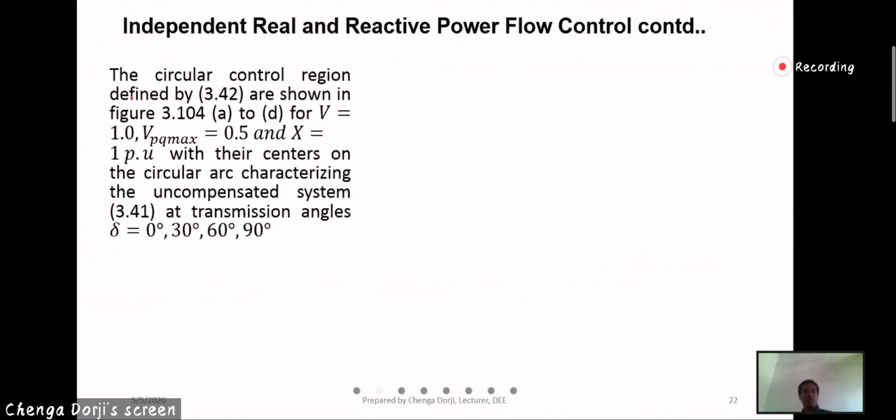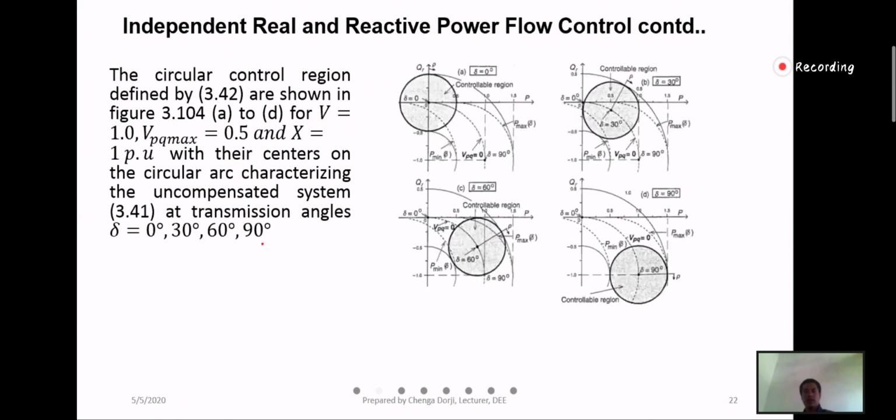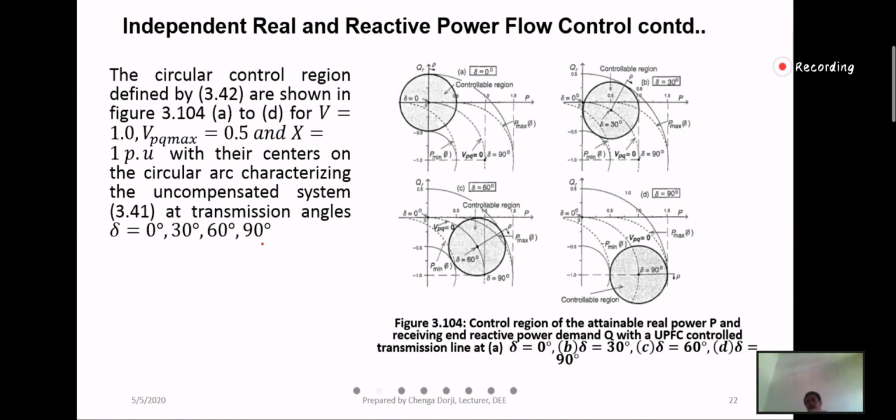So the circular control region defined by the three ports is shown in the figure. So now can you draw it for this one? So this you can just see. Now can you understand this part?